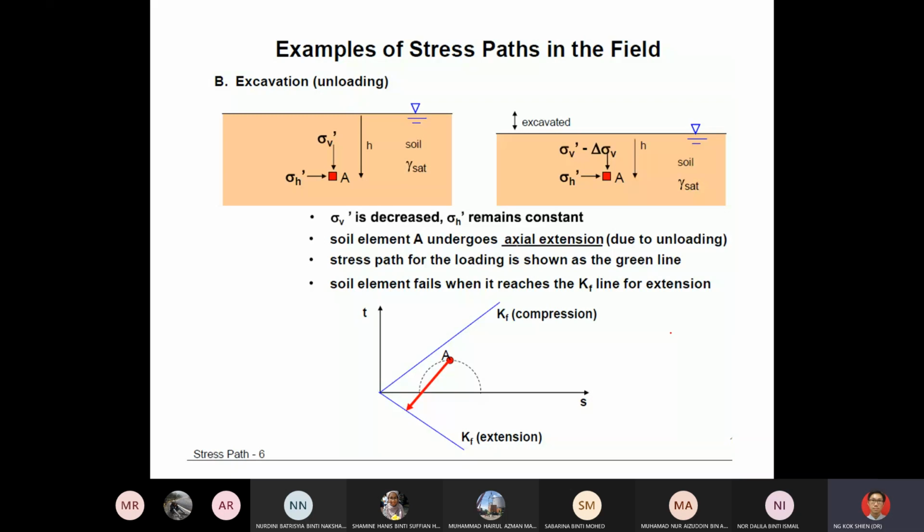If you have a deep excavation, you excavate, the soil will rebound, right? And when it rebounds, you can see that the stress path actually goes in these directions. It may not fail, but it's really approaching the extension line. But if the excavation is too much, it seems like it has lost contact.